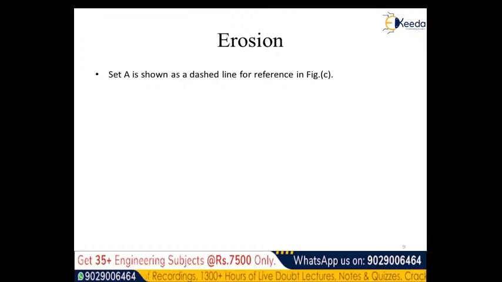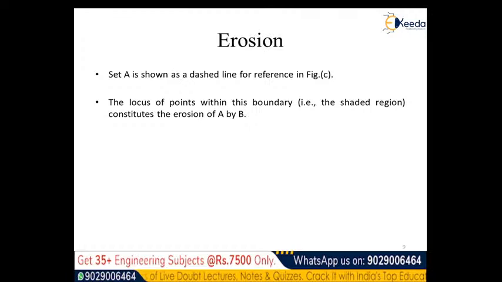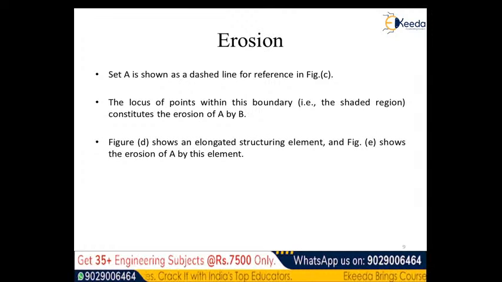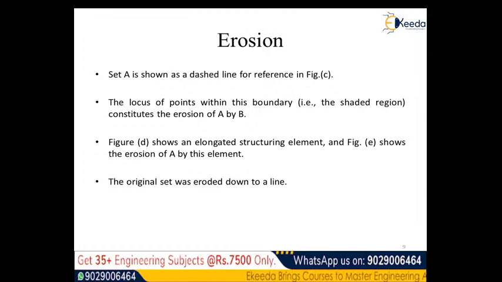So set A is shown as the dashed line for reference in figure C. The locus of the points, we are finding a group of points within the boundary that constitute the erosion of A by B. And figure D is showing the elongated structure, another type of structuring element. Next to that figure it shows the eroded version of the same, and the original set was eroded down to a line. So what was a two-dimensional object has become one-dimensional after the erosion operation.